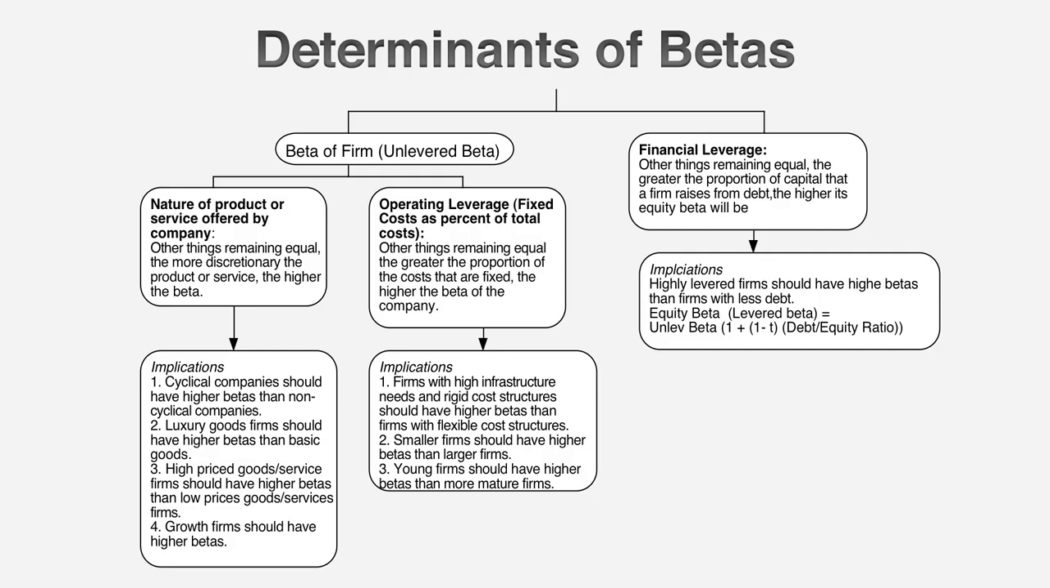Second, tell me something about your cost structure. The greater the proportion of your costs that are fixed costs, the higher your beta will be as a company. Why? Because if you have a lot of fixed costs, good times become great, bad times become terrible. Everything gets magnified. So if you're in a business with a lot of fixed costs, I would expect you to have a higher beta than if you're in a business with low fixed costs.